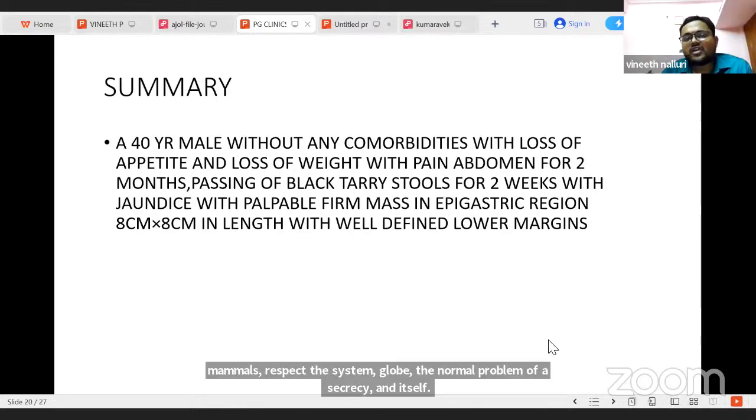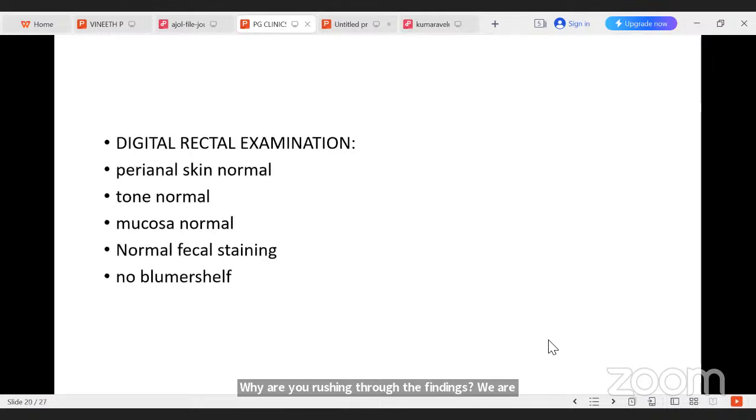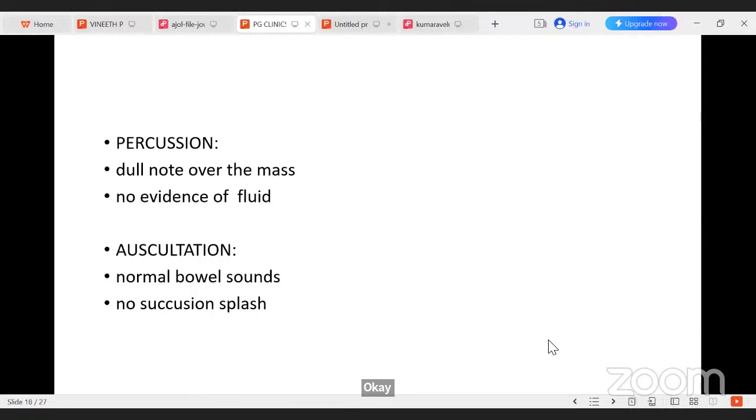On summary, a 40-year male without any... Dr. Vinit, why are you rushing through the findings? We are not able to assimilate the findings about the lung. Go back to the initial, like inspection, you can go back. Okay.